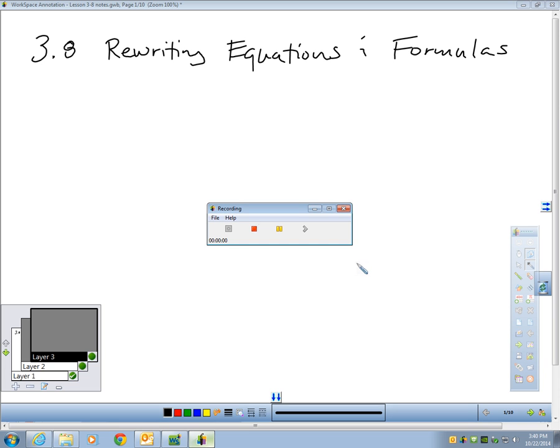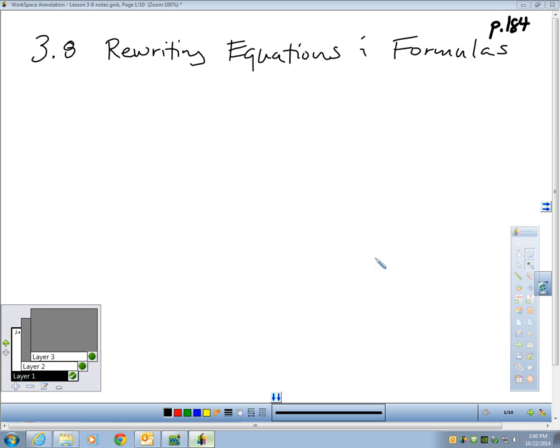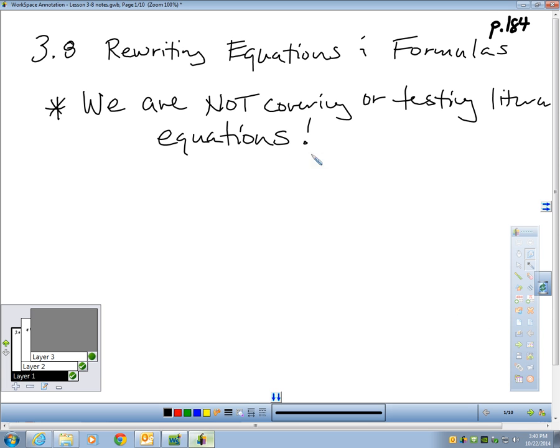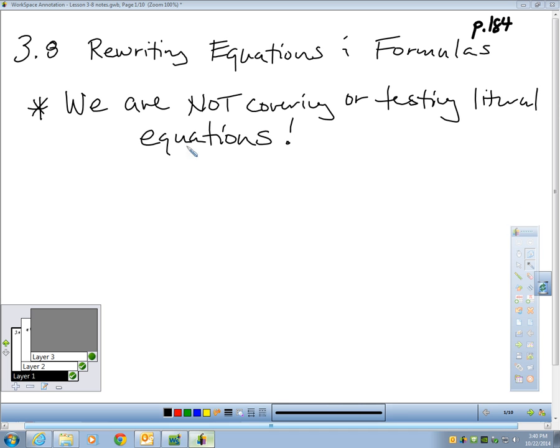Hi, this is section 3.8, rewriting equations and formulas, and we'll just start on page 184. There's one thing we're not going to cover in this section, and that's called literal equations. If you look on page 184, you will see the term literal equations highlighted. We are not going to cover that. We're not going to test that. It's not a State of Michigan standard.